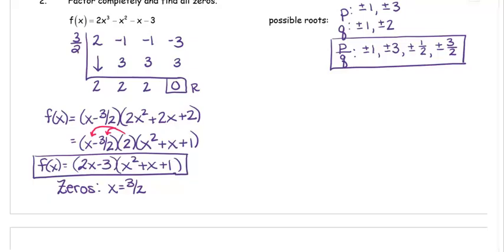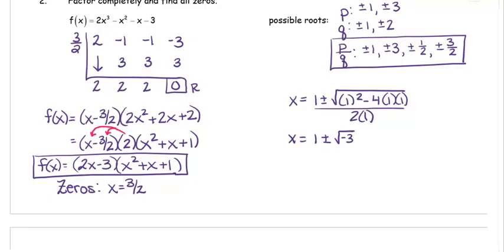So to find those imaginary solutions, I'm going to use my quadratic formula. I have x is equal to 1 plus or minus the square root of 1 squared minus 4 times 1 times 1, all over 2 times 1, which will give me 1 plus or minus the square root of -3 divided by 2, which gives me 1 plus or minus i root 3 over 2.